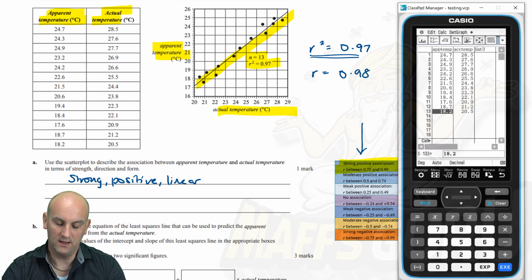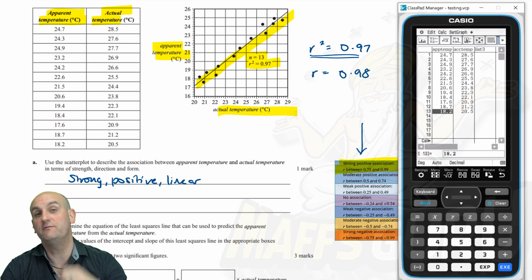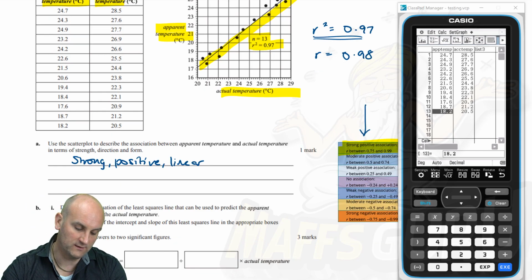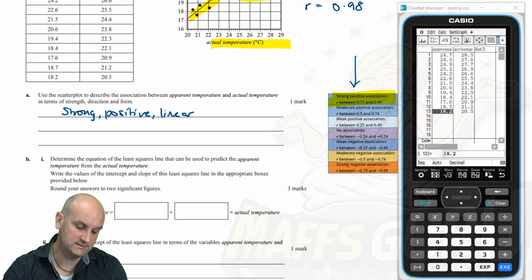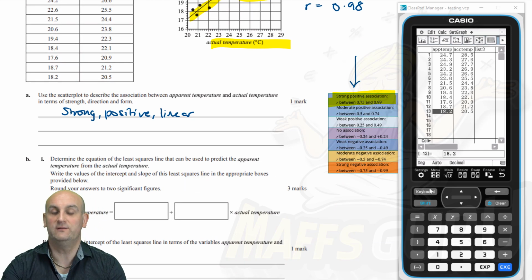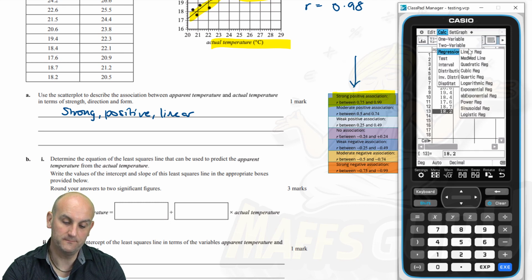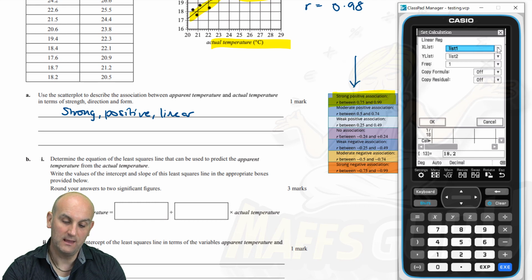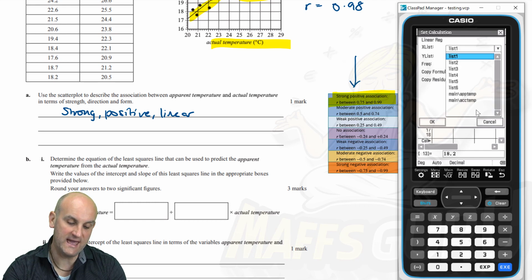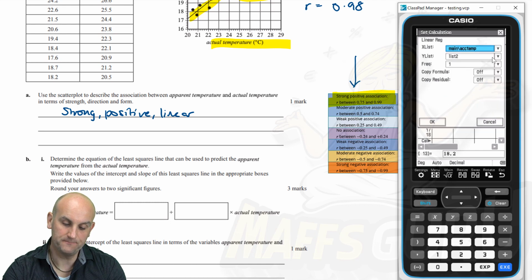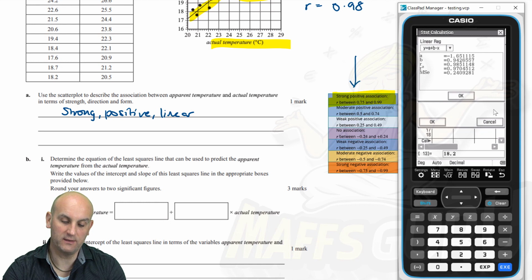Well, good news, I've already entered that data into my calculator and I've made sure that it is correct. What do I do now? Well, I'm going to scroll up for just a little bit because it says determine the equation of the least squares. Now, I don't actually have to plot the scatter plot. All I can do now is go calc, regression, linear regression, and make sure that I get these the right way around. Obviously on my X is my actual temperature and on my Y is my apparent temperature. I want to click on OK.